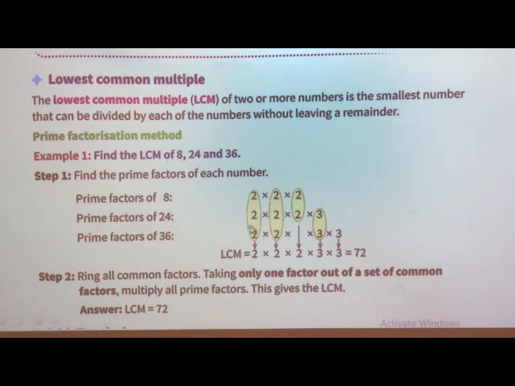Then prime factors of 24. What are the prime factors of 24? 2 multiplied by 2 multiplied by 2 multiplied by 3. What you have to do? You can do the rough work here in your notebook. By the division method you can find out one by one the factors of that number and write them here. Now prime factors of 36, that is 2 multiplied by 2 multiplied by 3 multiplied by 3.